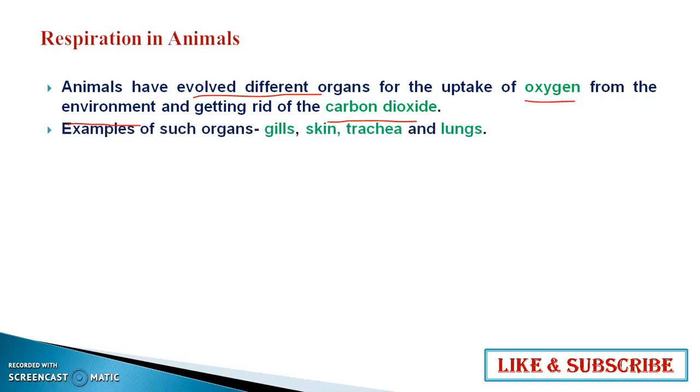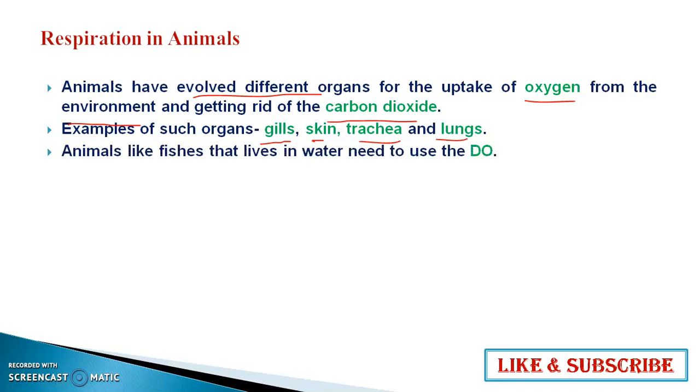Different types of animals develop different types of such organs to perform respiration, like gills, skin, trachea, lungs. These are the different organs that perform the function of respiration. These organs are very specific to animals. For example, the fishes. These animals live in the water and they need the use of DO. What is DO? DO means dissolved oxygen, the available oxygen present in the water.